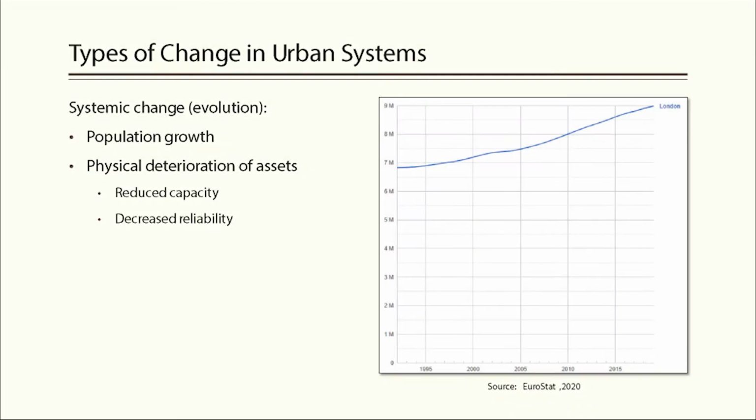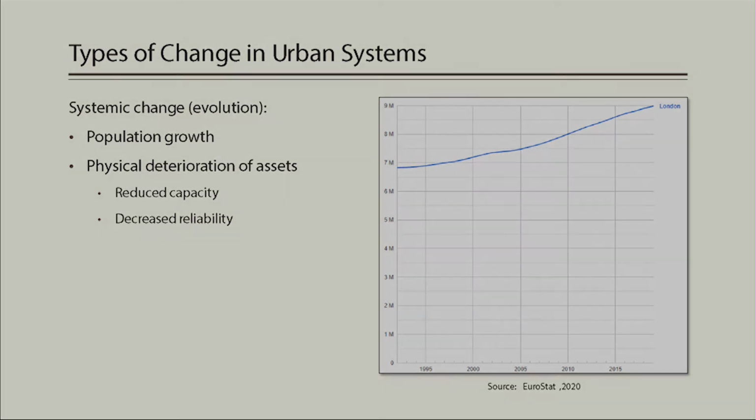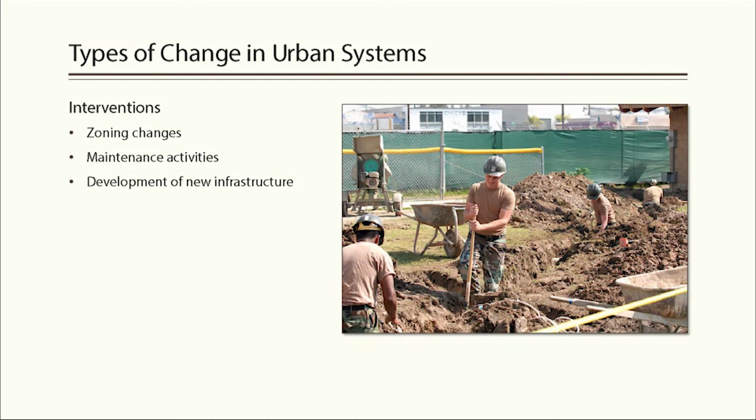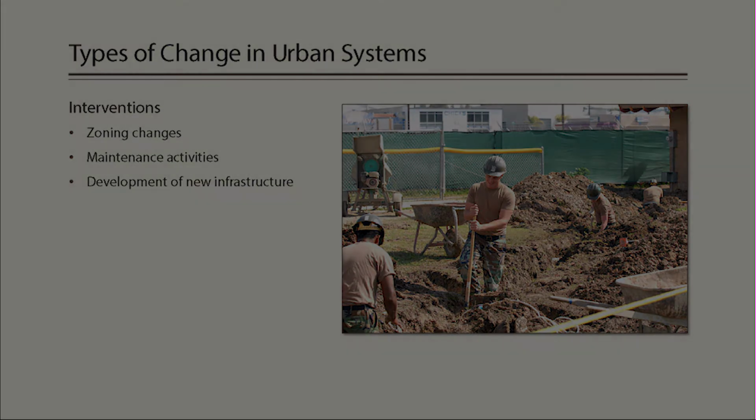We're going to consider changes within cities according to two categories. First, we have evolutionary changes, which are not the result of decision making. The graph on the right shows the population of London over time. Physical processes such as erosion may also affect infrastructure assets. Second, we have interventions. These include zoning changes, maintenance activities, and the development of new infrastructure systems.